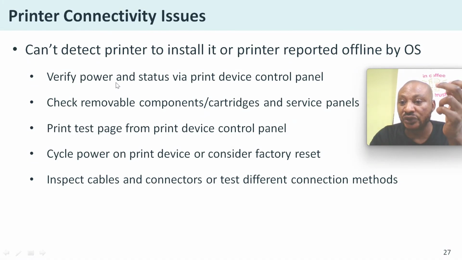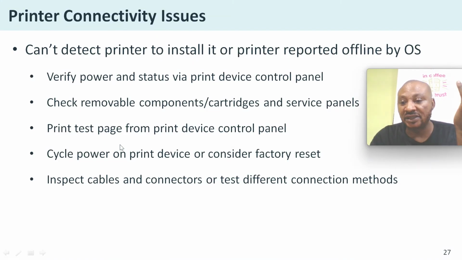Check the cables. The cables are connected to the computer. If it's a printer, check the cable. Check every connection issue. Then check removable components, cartridges, and service panels. So it's possible that your cartridges, your toners, all those things, at times you might have a connectivity issue if they're not there. It will show you offline. So check your cartridges and all the same.